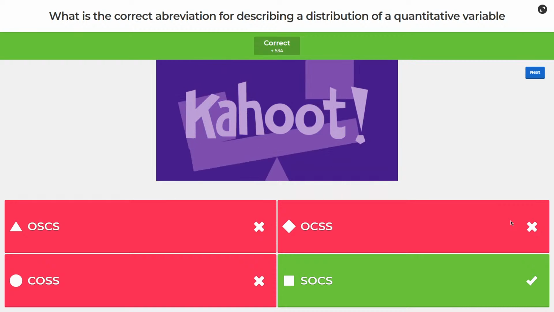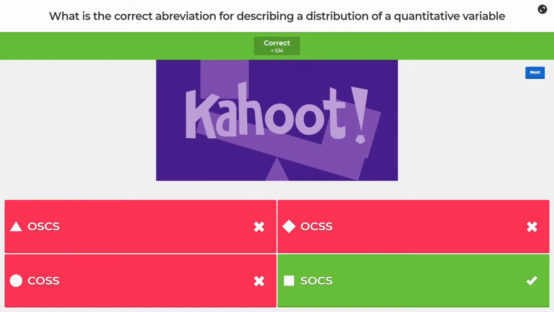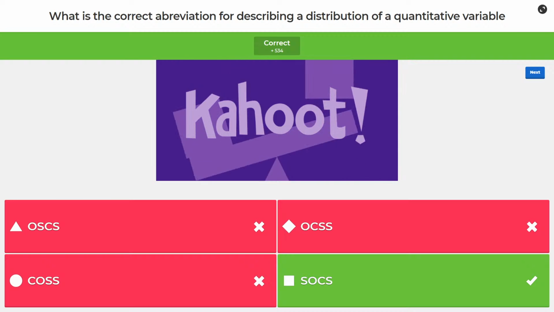Outliers, that's pretty self-explanatory. Any values that stray really far from the other values. Like if you have 1, 2, 3, 4, and then you have a random 20, 20 would be your outlier. Center, that's the center of your graph, also pretty self-explanatory. And you have your spread, which is like your range. The biggest value minus the smallest value will give you your range.